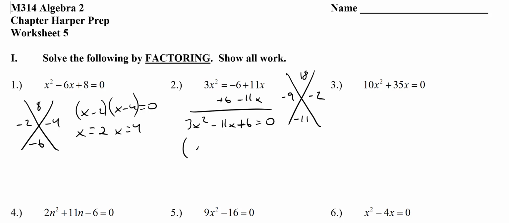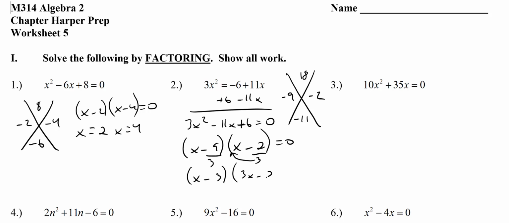So you have x minus 9 and x minus 2. And again, do the slide and divide. Don't forget to divide each of these by 3. If you do that, you get x minus 3, and remember we slide this over, so we get 3x minus 2 equals 0. Then this one is x equals 3, and this one is x equals 2/3. You should know how to do that once I do the factoring.